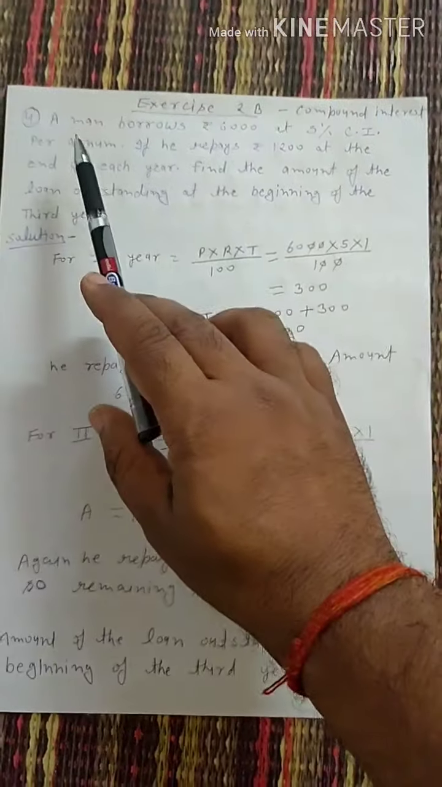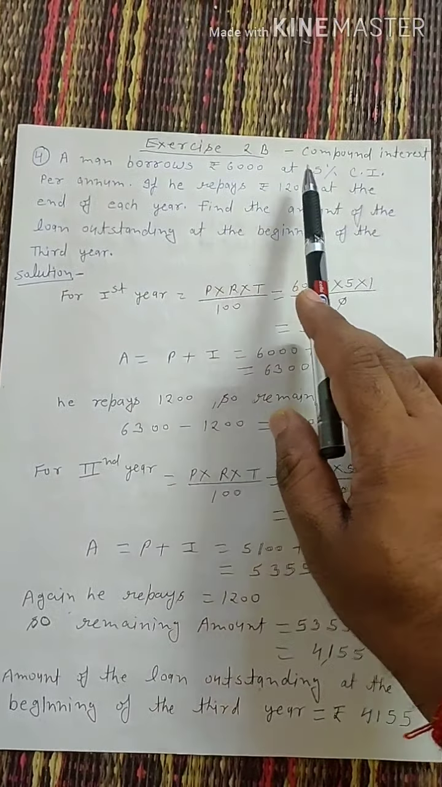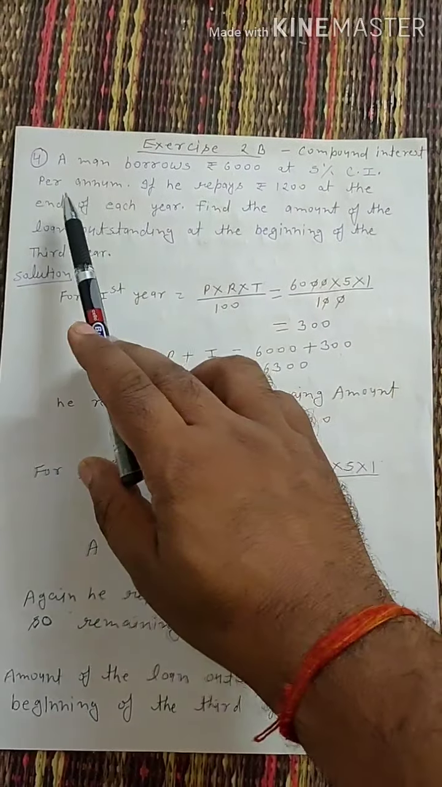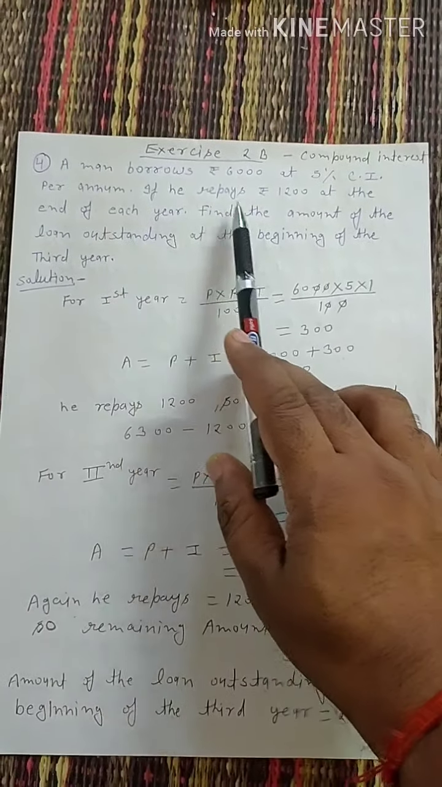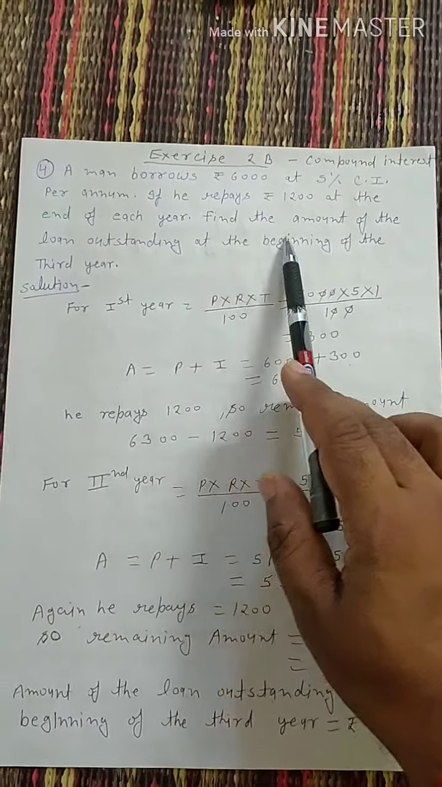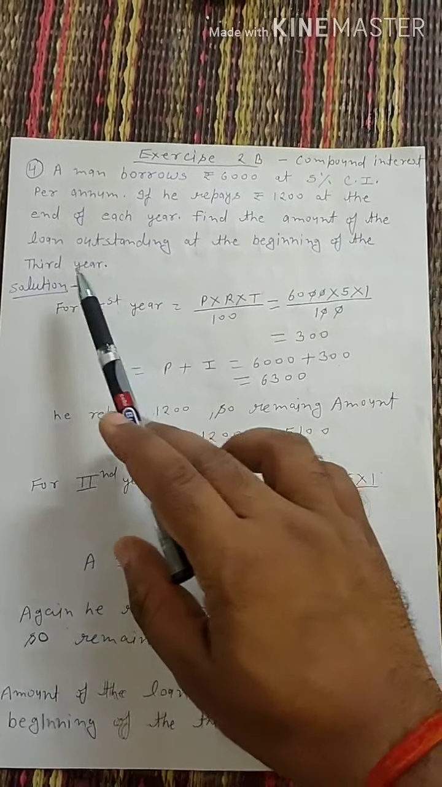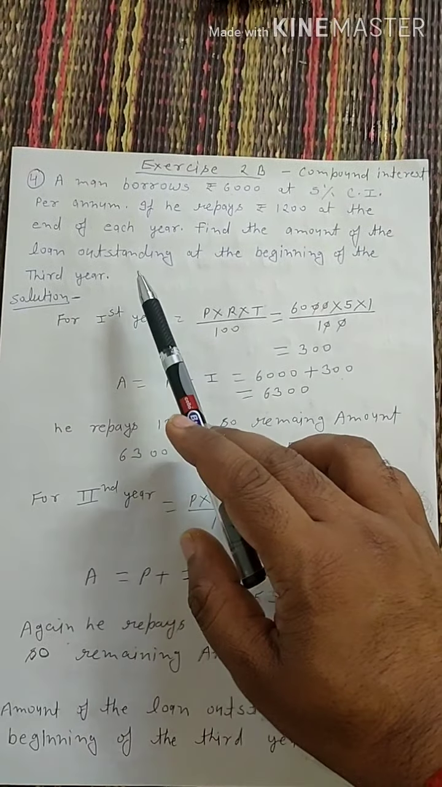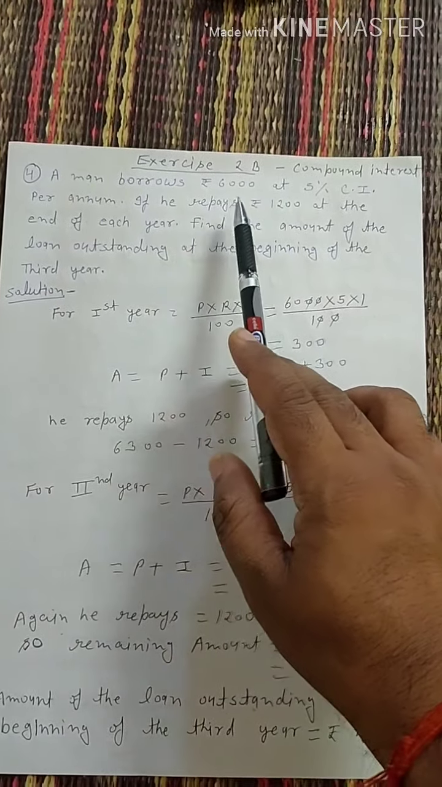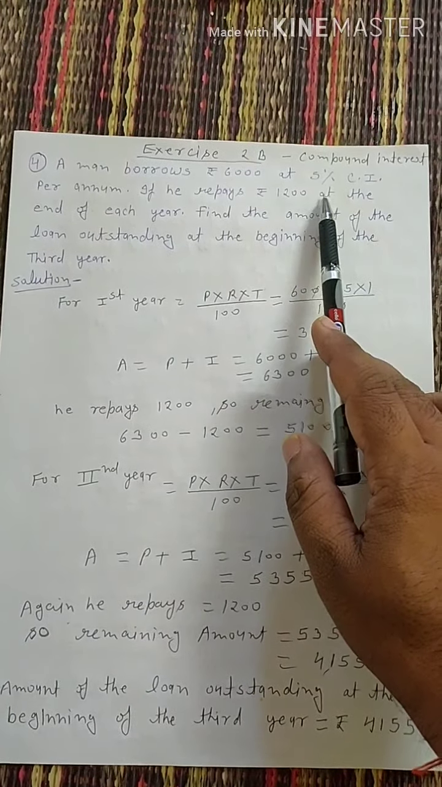Okay. Question number 4: a man borrows 6,000 at 5% compound interest per annum. If he repays 1200 at the end of each year, find the amount of the loan outstanding at the beginning of the third year. Okay, a man borrows 6,000, means principal is 6,000 and the rate of interest is 5%.